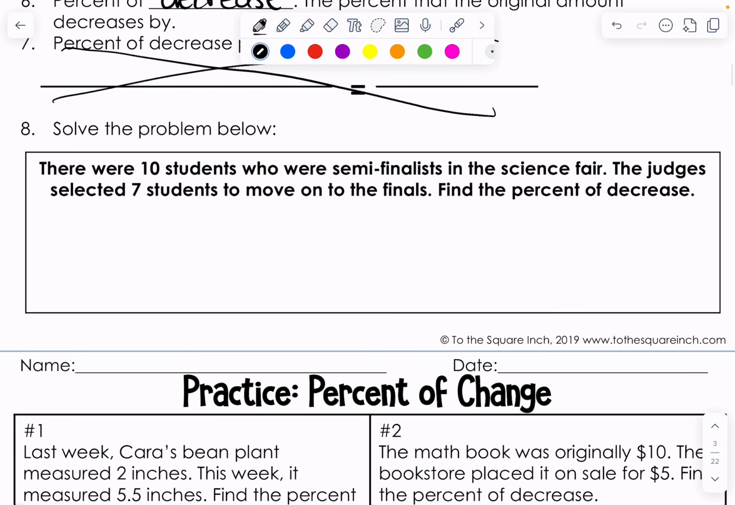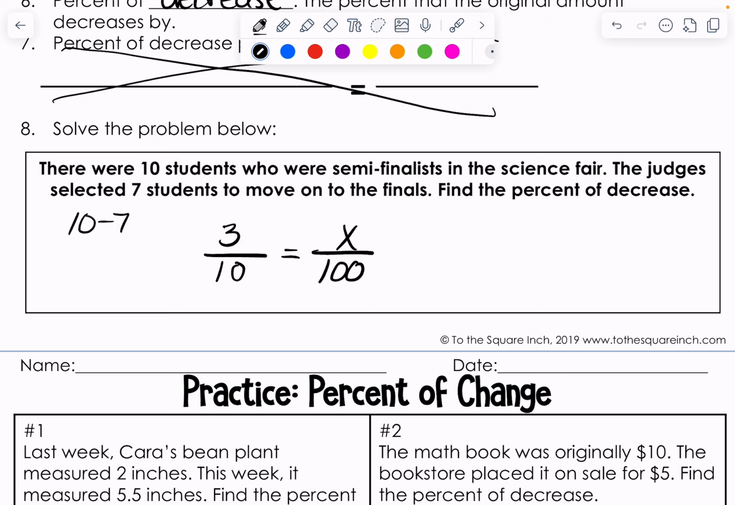So here there were 10 students who were semifinalists in the science fair. The judges selected 7 students to move on to the finals. Find the percent of decrease. So we're solving for a percent, which means I'm solving for some number out of 100. And then I originally had 10 students, and now I need the amount of change from 10 to 7. So I need the difference from 10 to 7, which is 3.